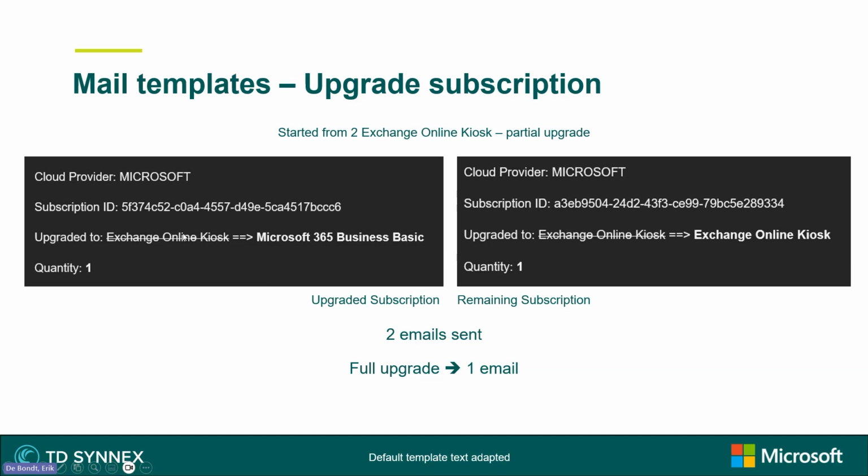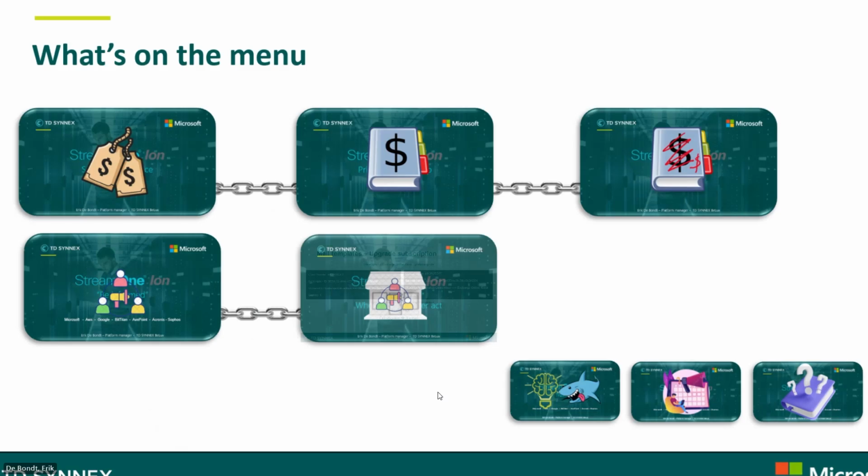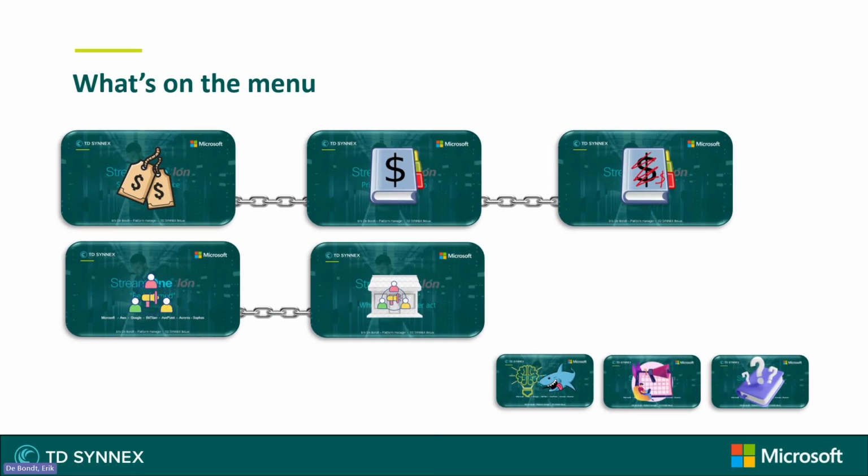So this is on the Exchange kiosk where you say K1, and you see Business Basic that you can also have 1 new upgrade. So this is immediate upgrades. You get 2 emails, 1 on the upgraded subscription and 1 on the remaining subscription. So yeah, 2 emails. If you do a full upgrade, you get only 1 mail. Okay. Questions, remarks?